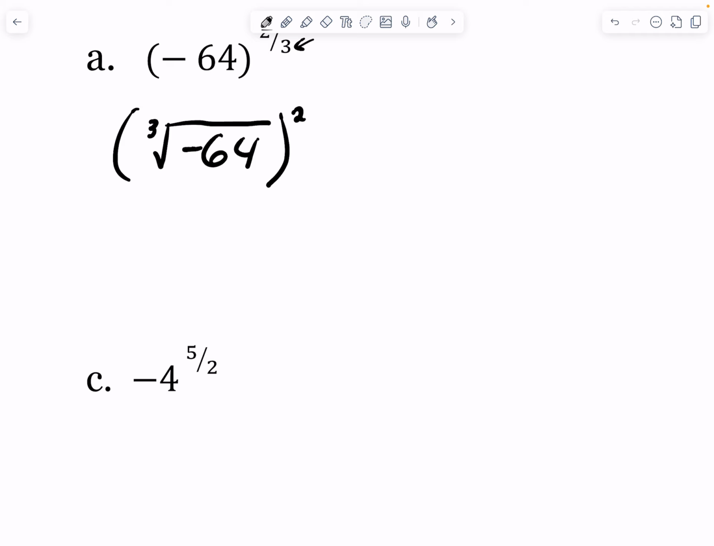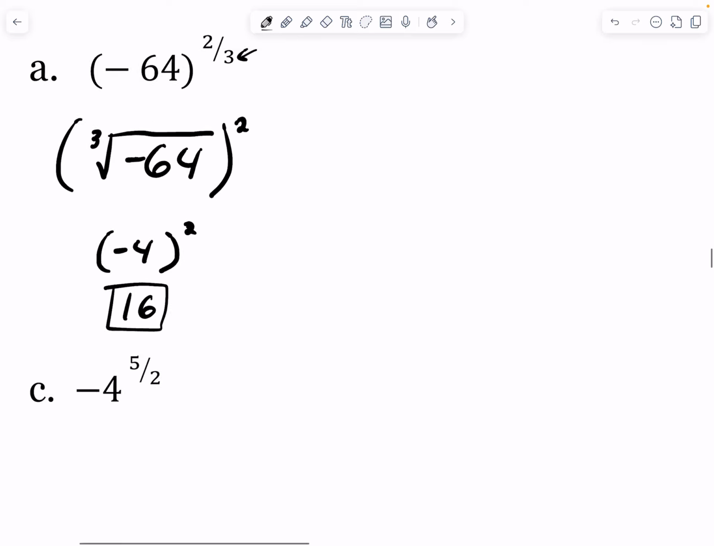So the cube root of negative 64. What number, when I cube it, gives me negative 64? That's a negative 4. And then now I still need to square it. So that's going to give me 16 as my simplified answer.